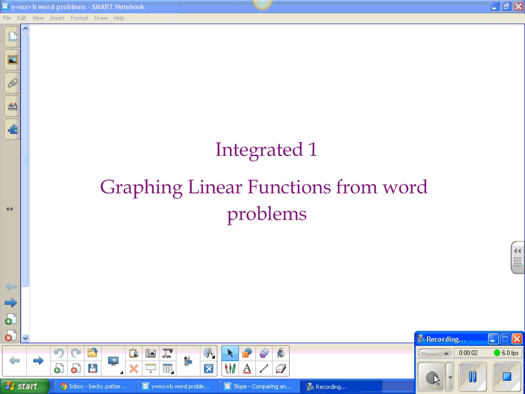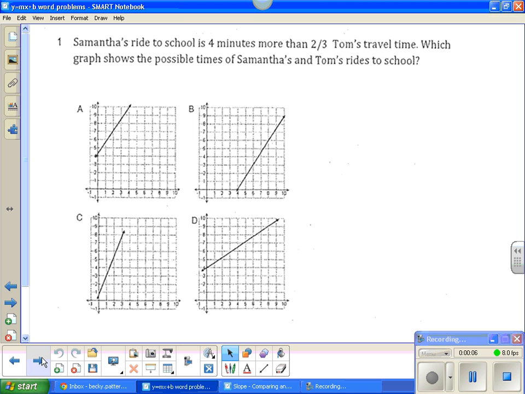This lesson is on graphing linear functions from word problems. Samantha's ride to school is 4 minutes more than 2/3 Tom's travel time. Which graph shows the possible times of Samantha and Tom's ride to school?